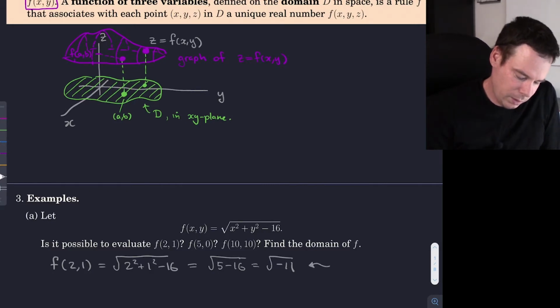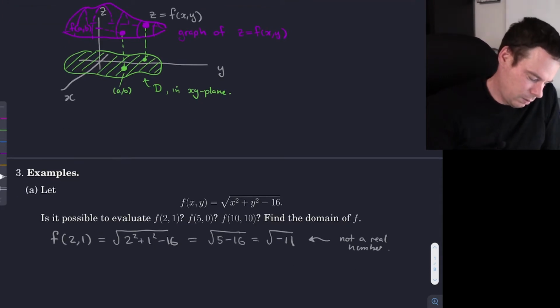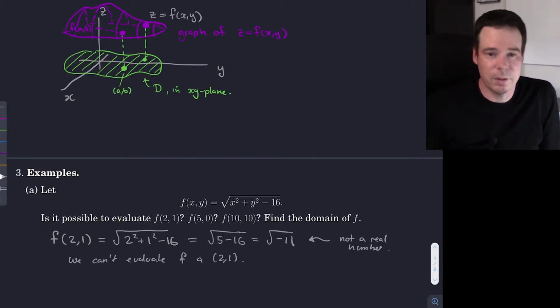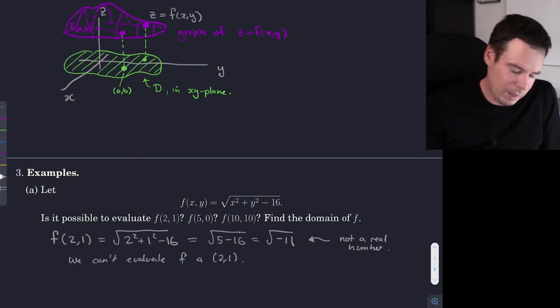Well, when we plug it in, we get that this is not defined, not a real number. So we can't evaluate f at 2 comma 1. It doesn't make sense to plug that in because what we get out is something that isn't a real number, something we can't define.